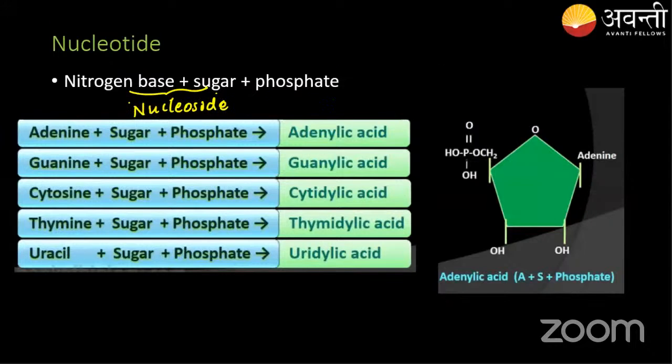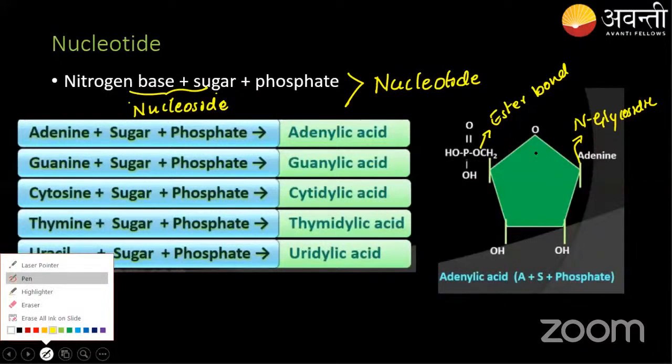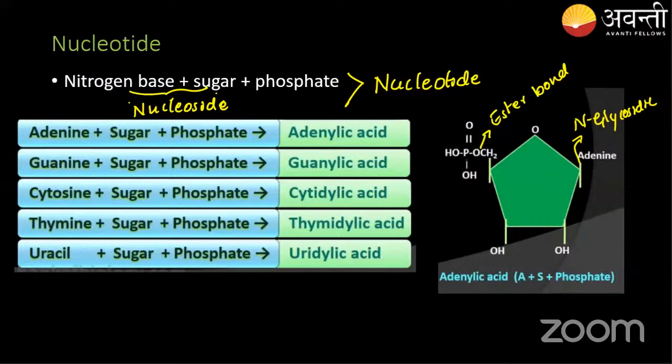But when the nitrogenous base and sugar, or you can simply say the nucleoside, bond with a phosphate group, then we call it the nucleotide. Remember, where is the bond forming? This fifth carbon atom forms a bond with the phosphate group. This particular bond is called the ester bond, esterification. Here you can find the N-glycosidic bond.